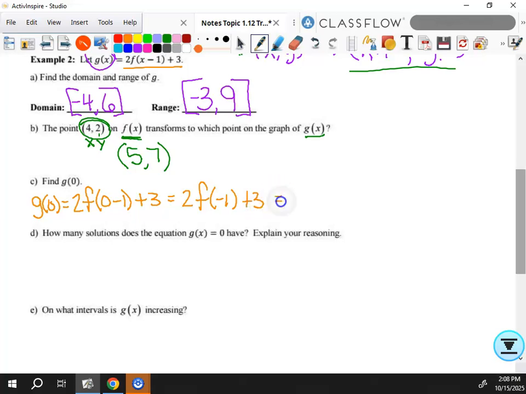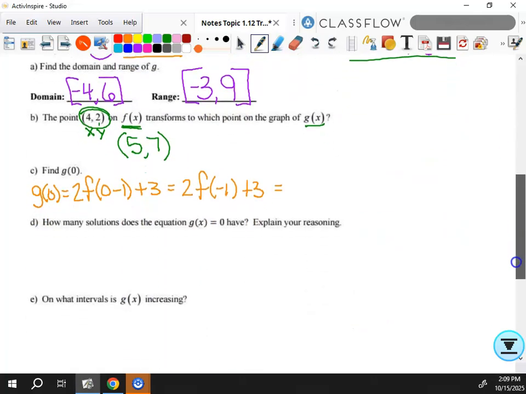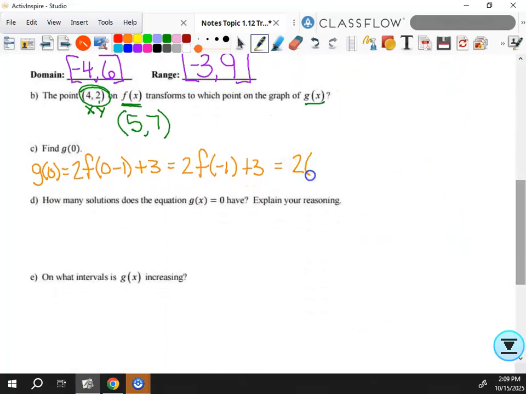How do I figure out what F of negative 1 is? I'll go up here, right? So I got negative 1. This ordered pair is negative 1, 3. So that means that F of negative 1 equals 3. Y'all agree with that? Because we're going to come back to something like that in a minute, and you're going to think it's blowing your mind, but hopefully you can make sense of that from an ordered pair. So F of negative 1 is 3, so that gives me 2 times 3 plus 3, and that's 9.